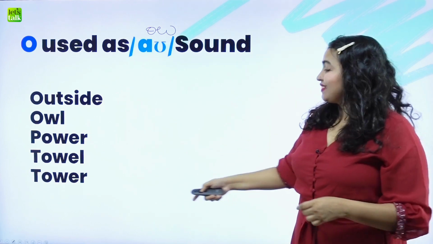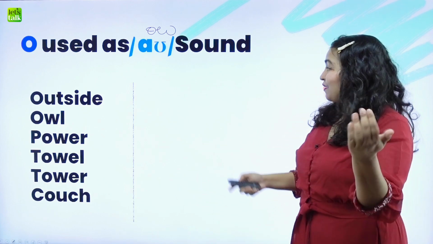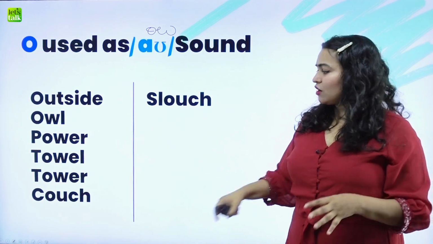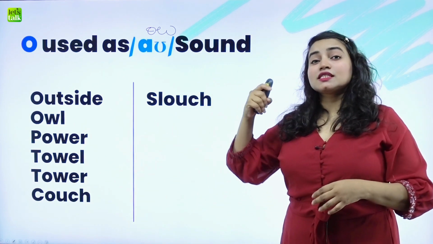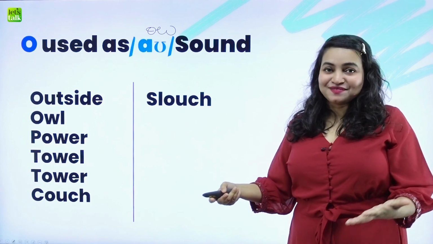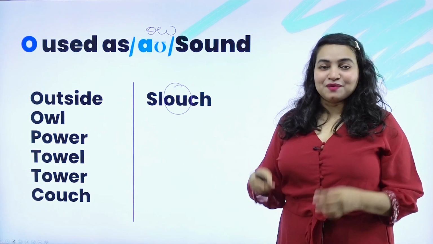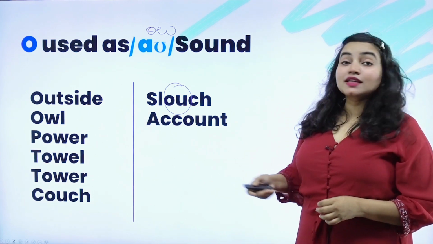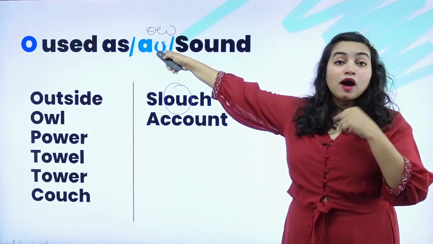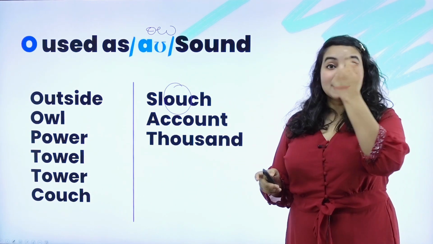Tower. Couch. Where do you sit on? Couch. Okay, next word, say this after me. Slouch. Now, people, when they sit on a couch, they tend to slouch, which means they tend to sit in a bad posture. Okay? It's a very lazy way of sitting. It's the ow sound, slouch. Account. All of you probably have a bank account. Okay, the next word, thousand.